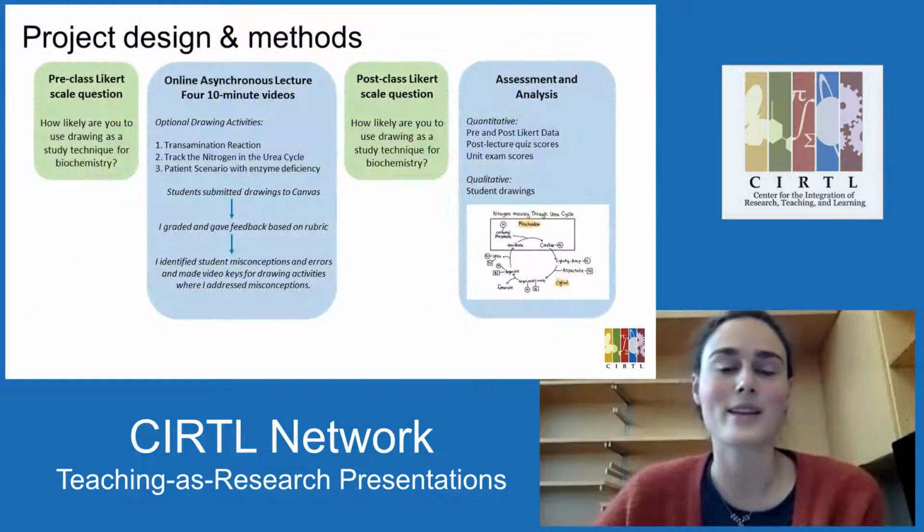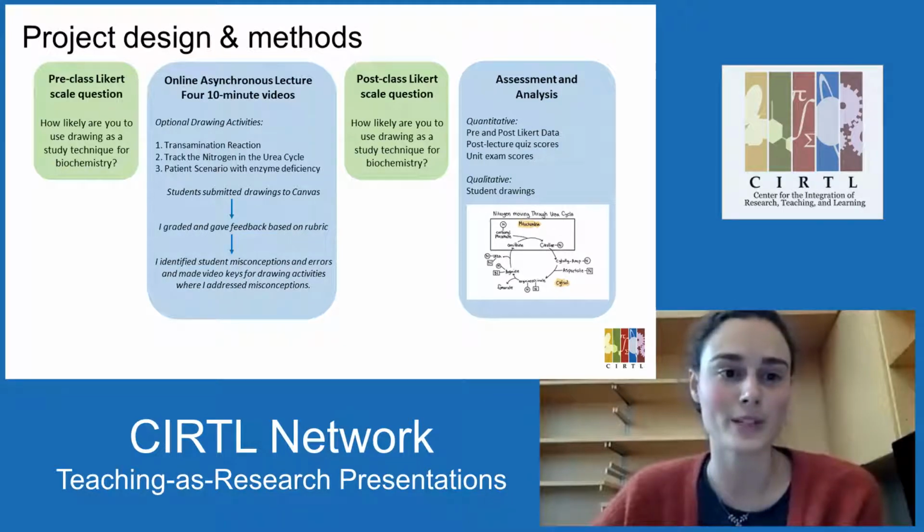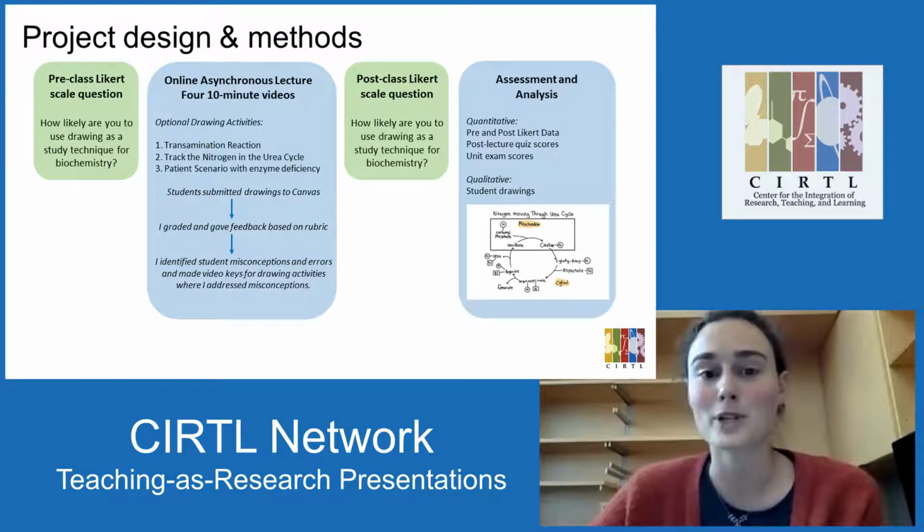The design for my project used pre and post Likert questions. The question was, how likely are you to use drawing as a study technique for biochemistry? And then I had optional drawing activities that followed my 4 approximately 10-minute lecture videos. These were optional and ungraded.